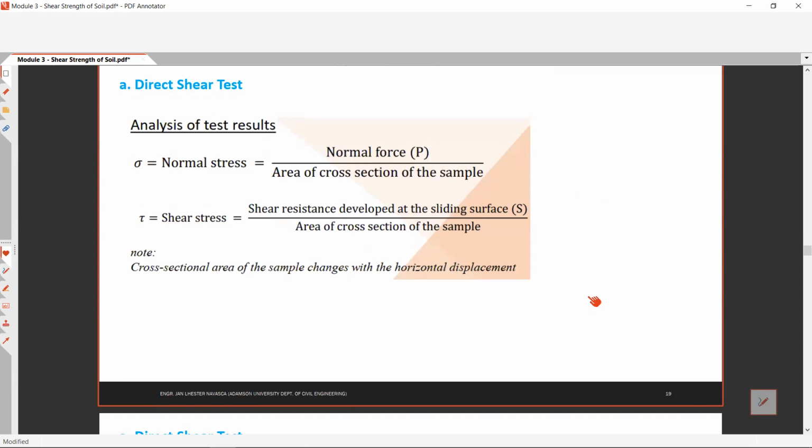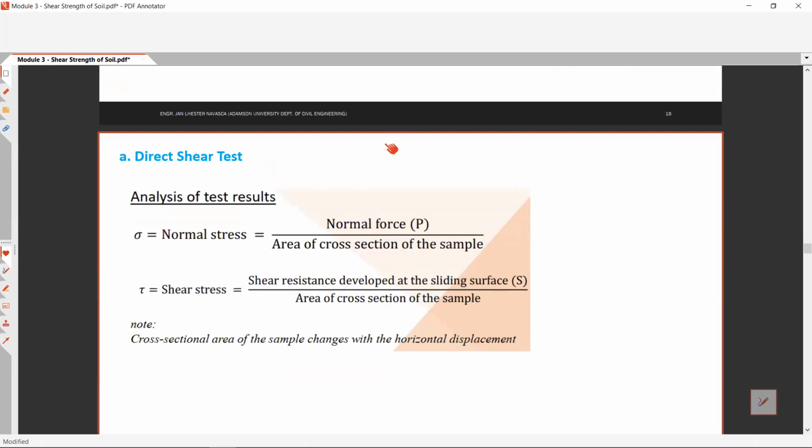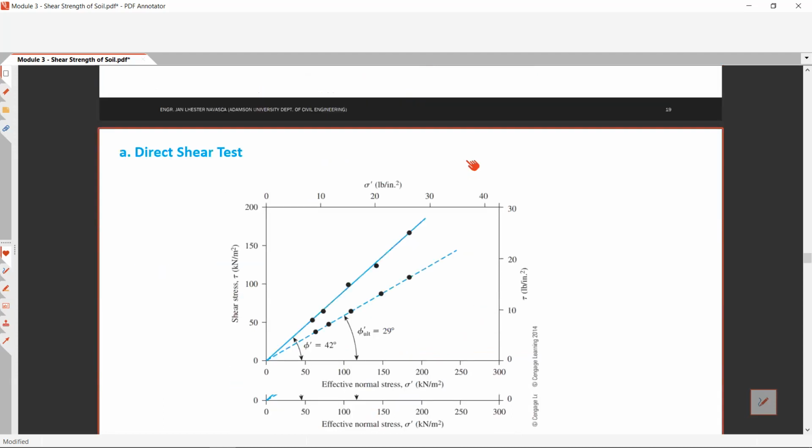Okay, so take note, in direct shear test, the cross-sectional area of the sample changes with horizontal displacement. So syempre, nagbabago yung cross-sectional area niya kapag nag-apply ka ng shear stress sa gilid, di ba? Pag tinulak mo yung shear box, yung cross-sectional area niya is lumiliit. Lumiliit yung contact area na nagde-develop. So that is why the cross-sectional area of the sample changes with the horizontal displacement.